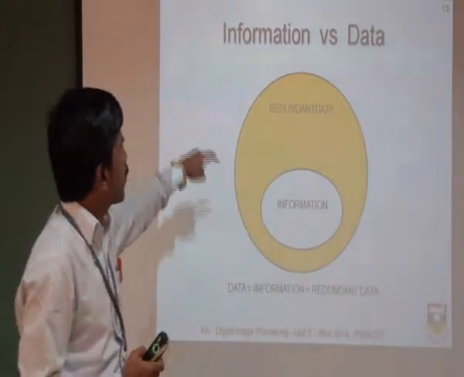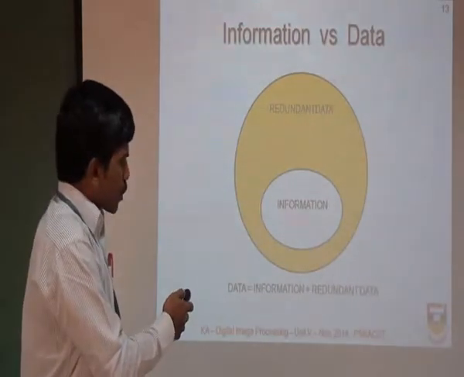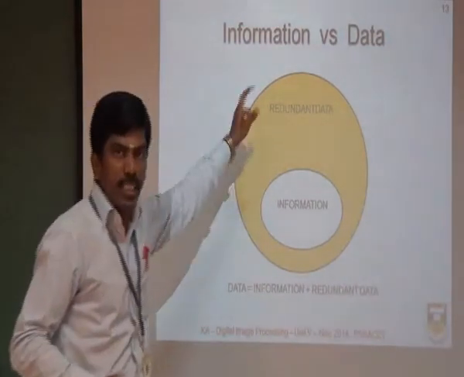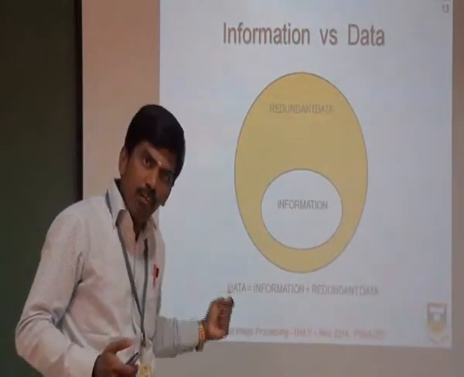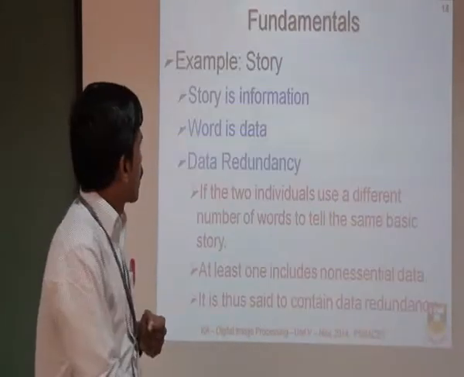In this graph, most of the content is redundant information, and the information itself is small. So the final image is nothing but the information together with the redundancy.